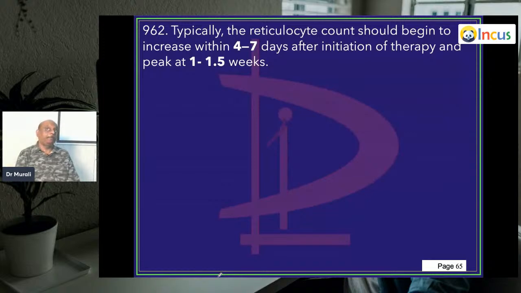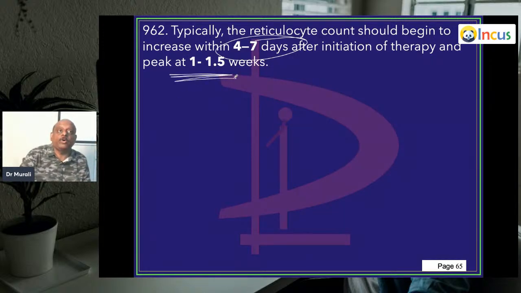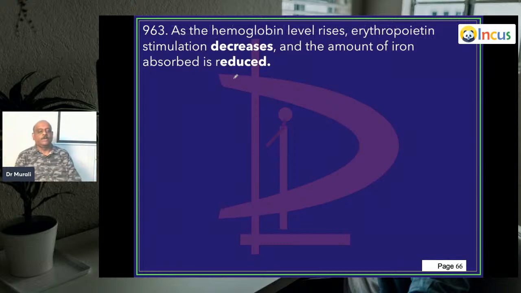Even in preventive medicine, this is one of the favorite questions. After you give iron therapy, when will the retic count improve? Retic count should begin to increase 4 to 7 days after starting the therapy. It will peak in 1 to 1.5 weeks, is what you need to remember.